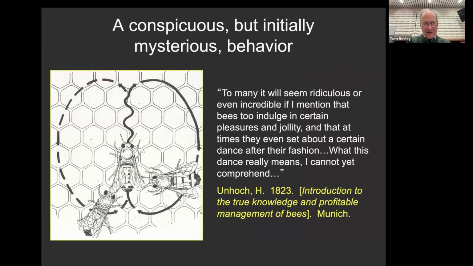And beekeepers had seen this behavior for centuries before Carl von Frisch deciphered it. And here's a quote from back in 1823, basically a century before Carl von Frisch worked on the topic. He wrote this nice description. He says, "To many it will seem ridiculous or even incredible if I mention that bees too indulge in certain pleasures and jollity, and that at times they even set about a certain dance after their fashion. What this dance really means, I cannot yet comprehend." Indeed, nobody comprehended it for about 100 years. And even, as we'll see, even Carl von Frisch didn't comprehend it initially.